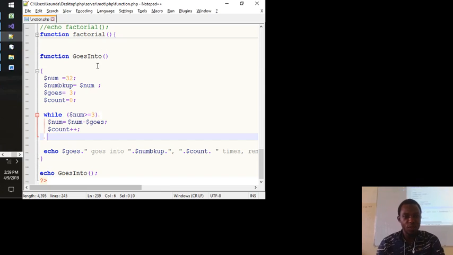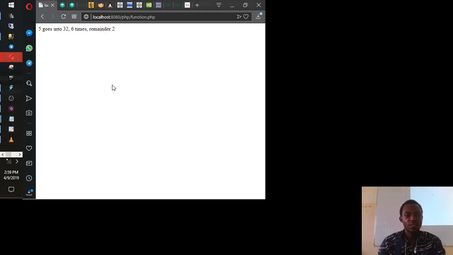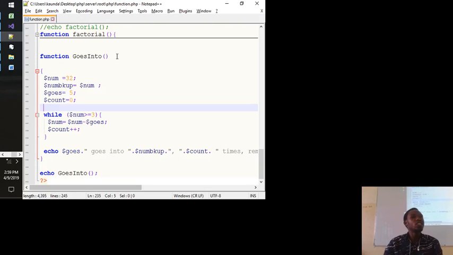If I change the 3 to anything else like 5, it should work. 5 goes into 32 6 times, remainder 2. So we've been able to see how many times a number goes into the other without using the division sign. Are you okay? The whole idea is trying to let you see how you can think around loops. That is what these questions are trying to achieve. So that is it for this one.